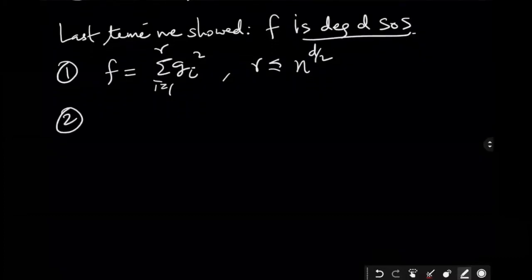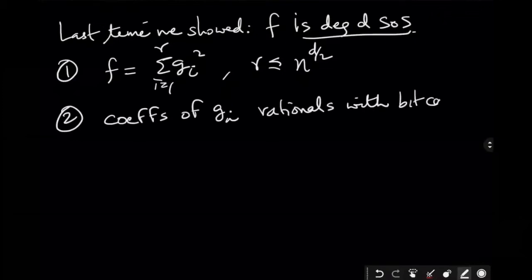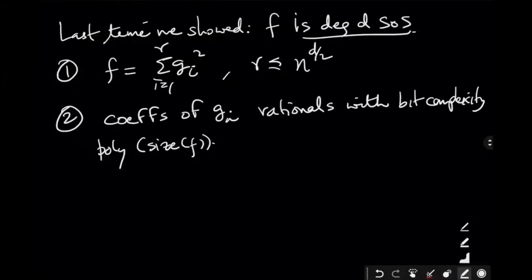The other claim I made was that we can take the coefficients of g_i themselves to be rational numbers with bit complexity polynomial in the size of the representation of f. And in the first test of whether you were paying attention and how many of you were sleeping, I have to declare that this claim I made was false. So we are beginning our lecture today with some excitement. This is false. Okay, so hopefully you're all awake now.